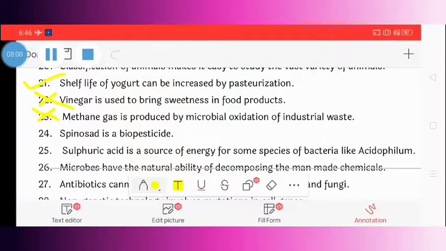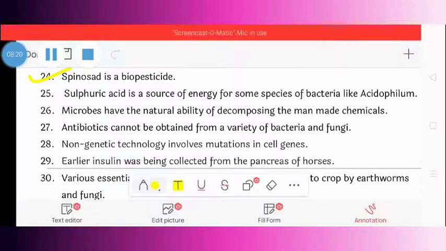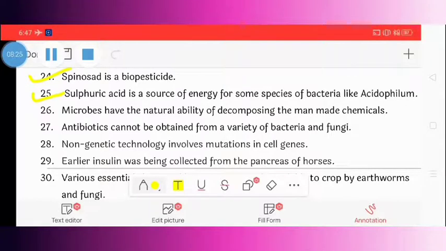Next, 24th number question: spinosad is a biopesticide. So this is the correct statement. True, spinosad is a biopesticide. Now 25th number question: sulfuric acid is a source of energy for some species of bacteria like acidophilum. So this statement is also correct. True.